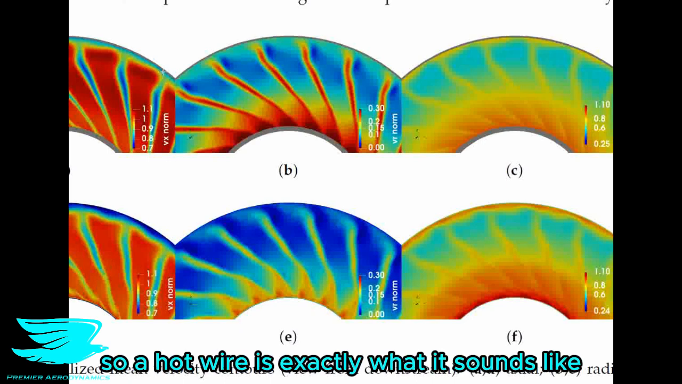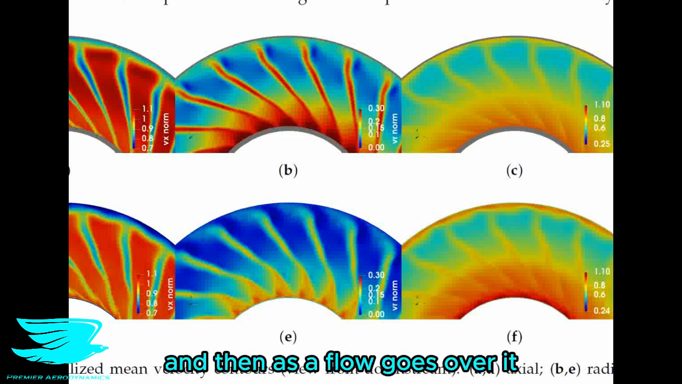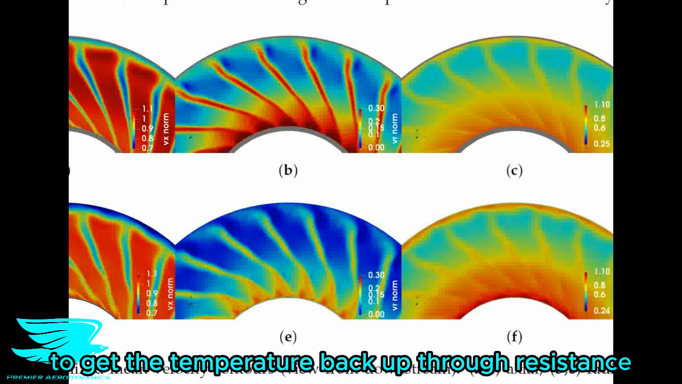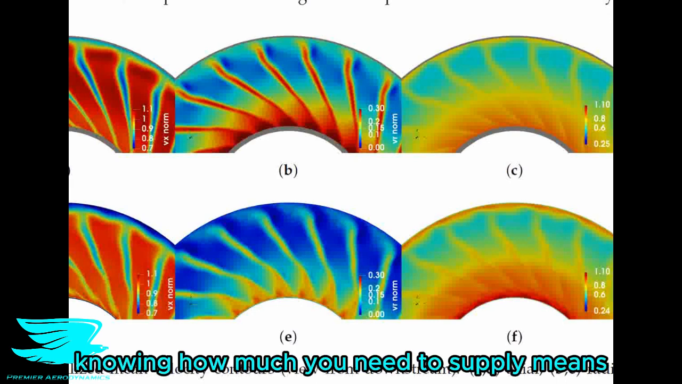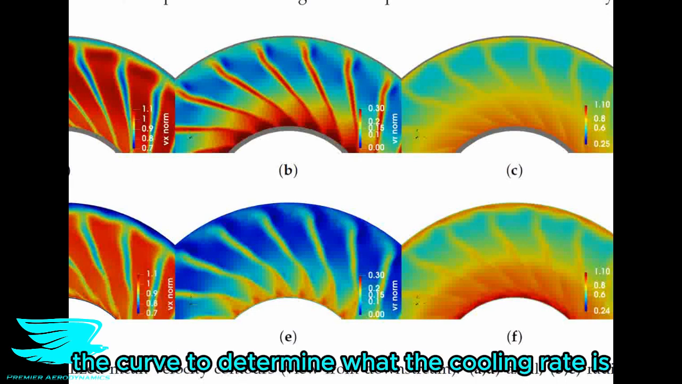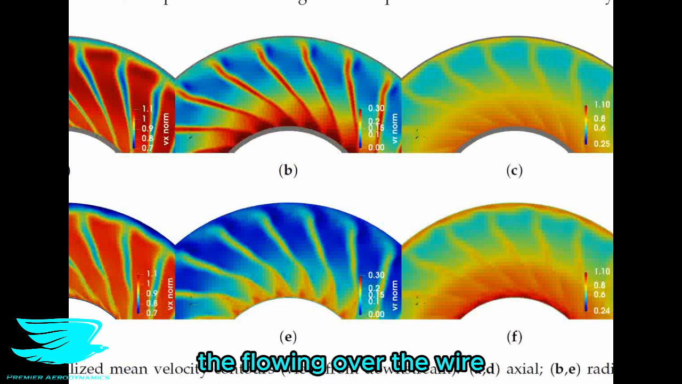So a hot wire is exactly what it sounds like. It is a wire that is hot. And then as the flow goes over it, the wire cools down. As such, the circuit needs to supply more juice to the wire to get the temperature back up through resistance. Knowing how much you need to supply means you can calibrate the curve to determine what the cooling rate is, and hence the velocity that the wire is seeing, the flow going over the wire. That is hot wires in a nutshell.